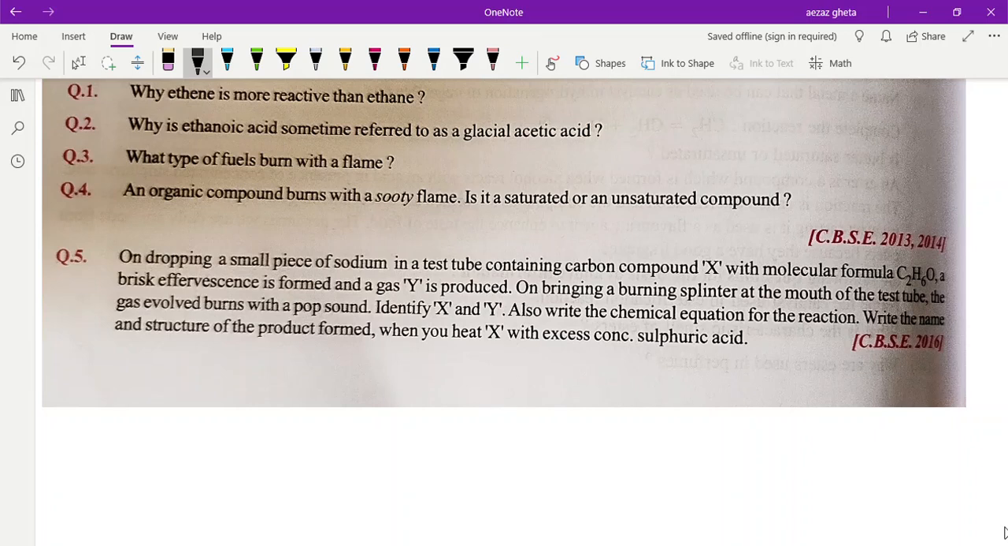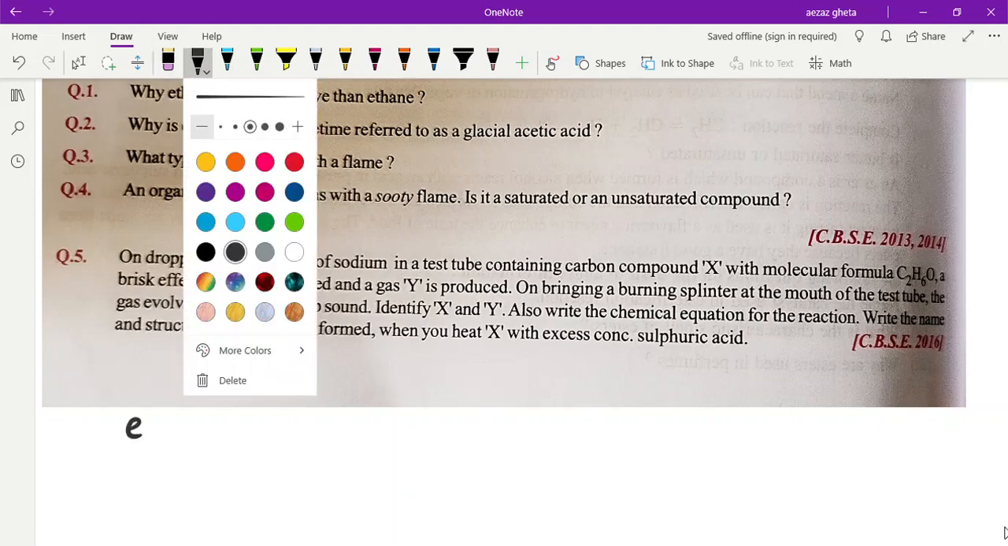चलो डिस्कस करते हैं. The question is why ethene? Ethene is more reactive than ethane. See, you know that ethene, let me make it thin now.